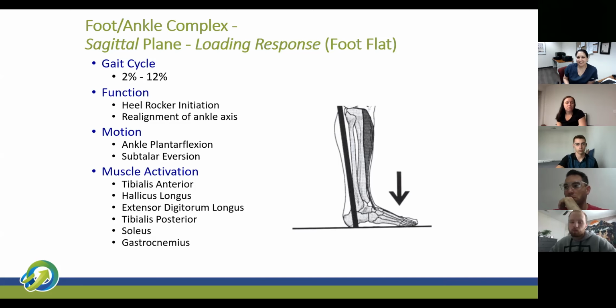Any guesses? Valgus? Correct. That's what's absorbing the most shock, as you're going to be into the pronation, which allows for the absorption at the calcaneus. Okay, Michael, I'm going to put you on the spot here.